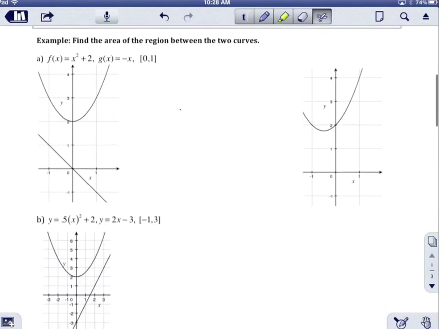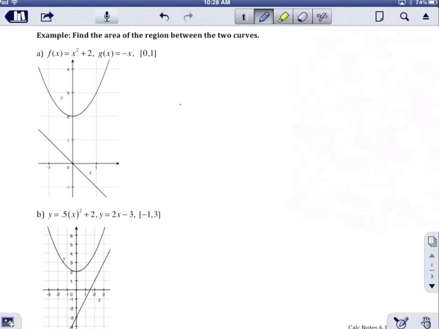So let's give some of these a try. Okay, so we want to find the area of the region between the two curves, x squared plus 2, which is right here, and negative x, which is right here, on the interval 0 to 1. So from 0 to 1. So the area we're looking for is right in here.